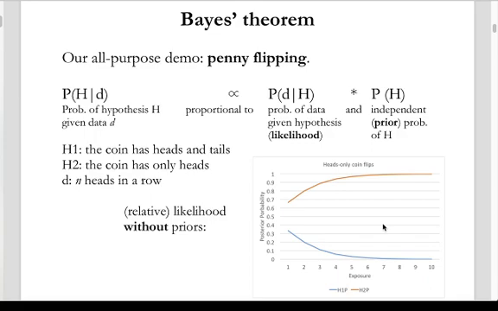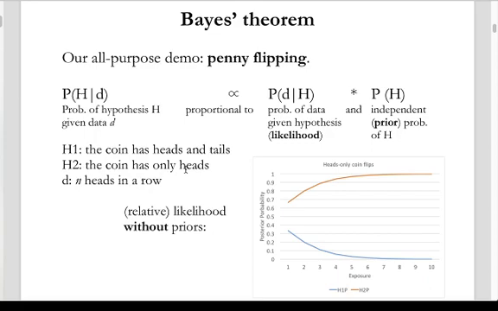Here's what happens. So hypothesis one here is that the coin we have is a normal coin with a head side and a tail side. Hypothesis two is that it's a trick coin and it has only heads on both sides. Our data here is going to be a certain number of coin flips that all come up heads in a row. And so we're going to ask, given this many coin flips with this many results that are the same all in a row, what's the relative probability that it's a normal coin with heads and tails versus being a trick coin that only has head sides?